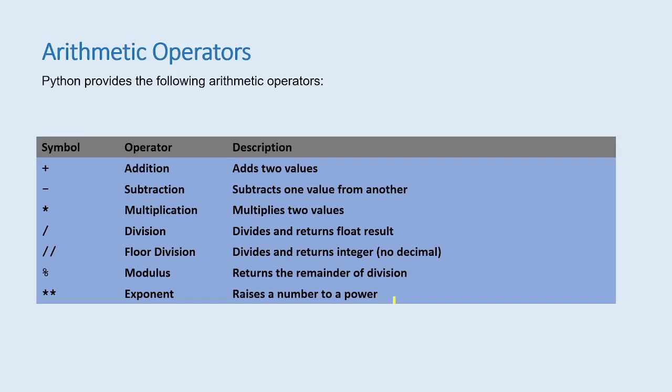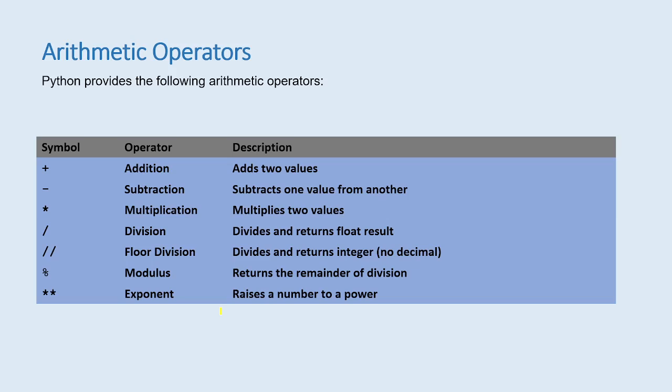In this video, we are going to learn about arithmetic operators. So what are arithmetic operators? Arithmetic operators are used to perform mathematical calculations. For example, addition, subtraction, multiplication, division, and so on. These are various arithmetic operators which Python supports. Now let us understand each one of them in detail with example.